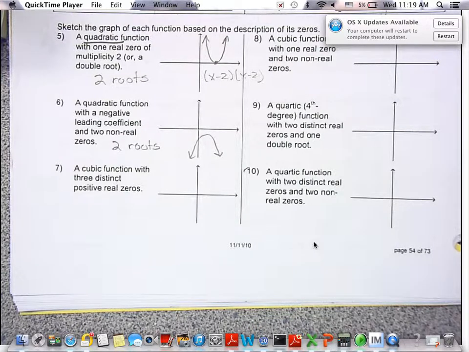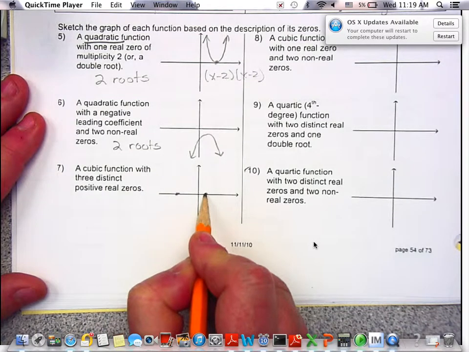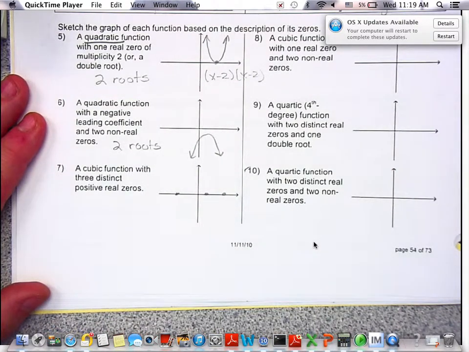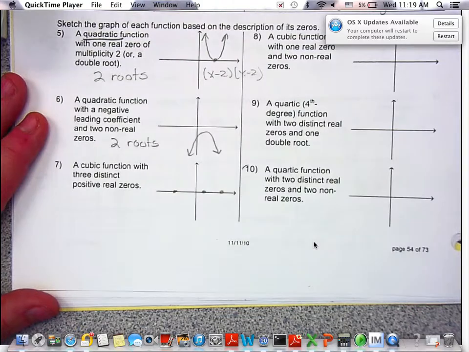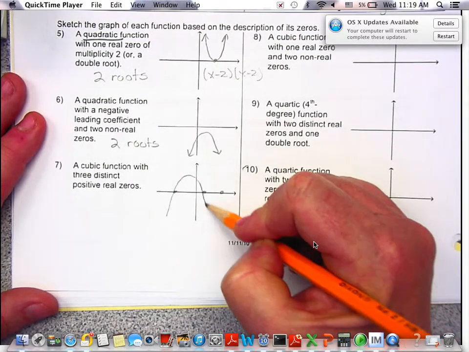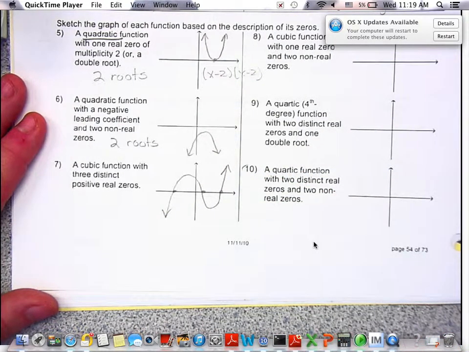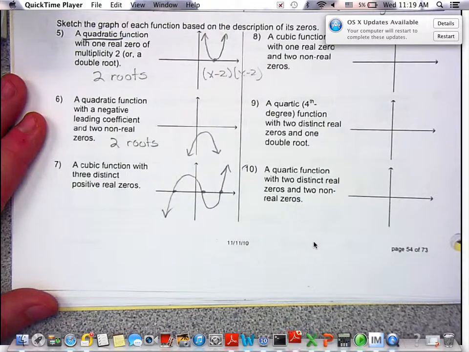Okay, cubic function with 3 distinct positive real roots. So what does that mean? Crosses on the positive side. It can cross anywhere actually, and it will eventually cross on the positive side. Something like that. Yours could look a little different. It doesn't say whether it goes up or down. I'm assuming if it doesn't have a negative leading coefficient, that it's going up at the end.